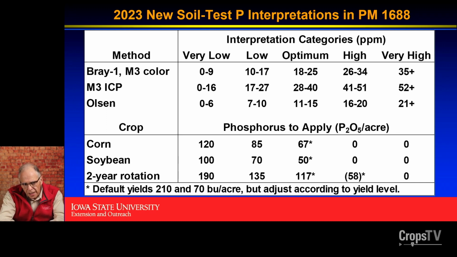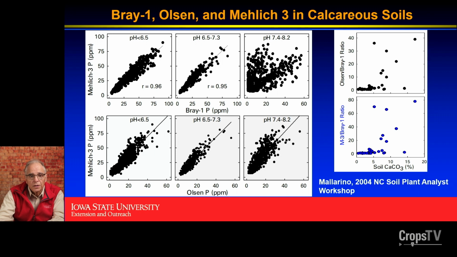So we increased last February the default yields to 210 bushels of corn and 70 bushels of soybean. But this is only the default. Farmers and consultants should use the yield that they have, the average they have in those fields.